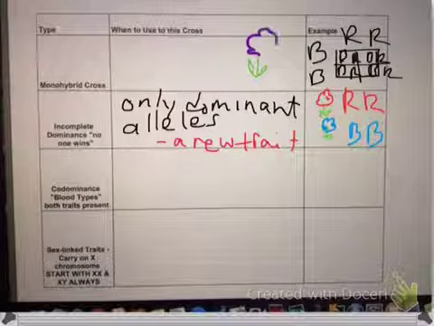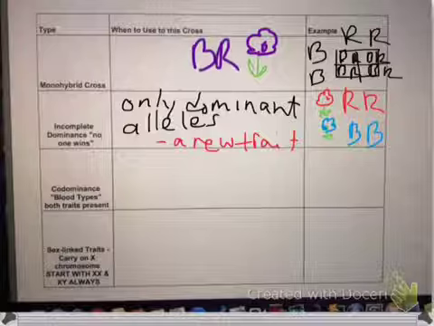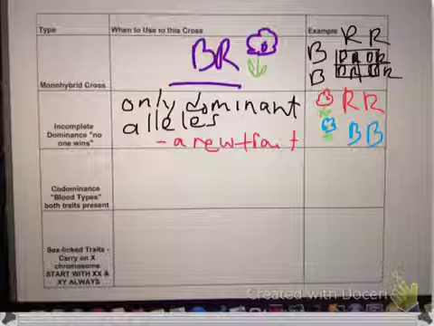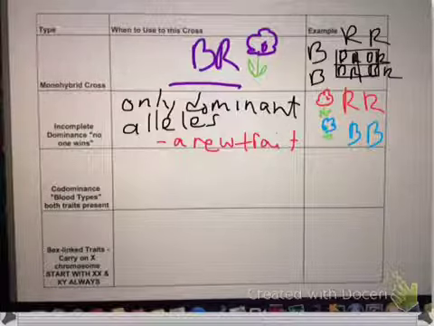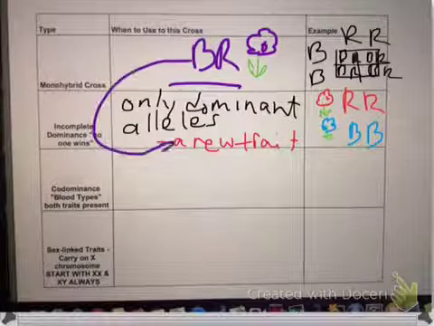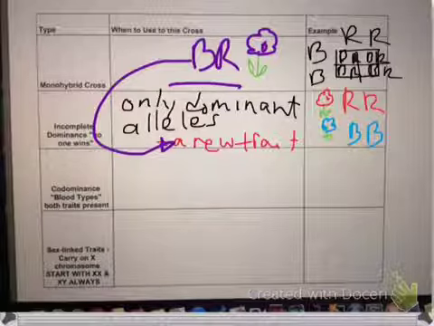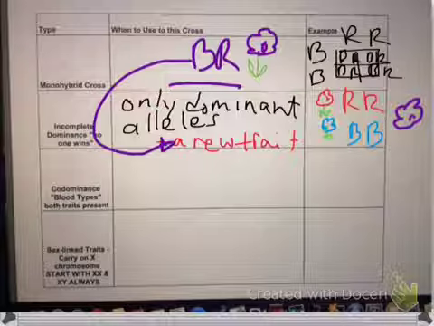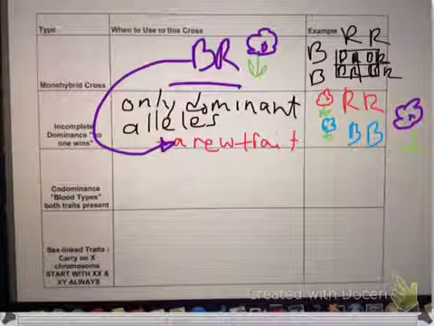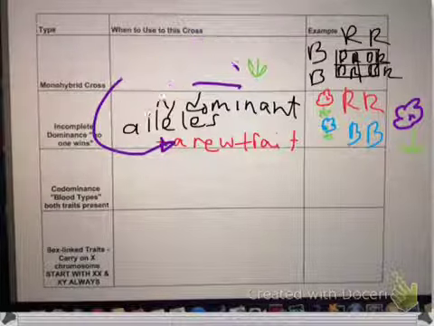There we go. It is going to be purple. So BR, the heterozygous situation in incomplete dominance, gives us a new trait, which is going to be purple. So this one resulted in a new phenotype. In this case, that phenotype is a purple flower.